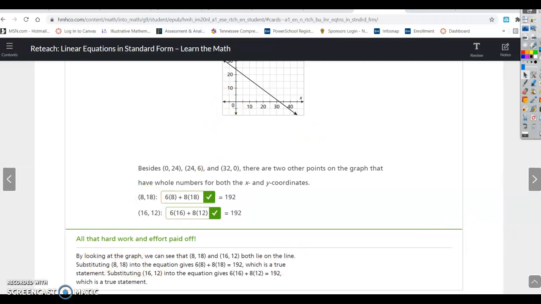So we've looked at linear equations in standard form and reviewed their x and y intercepts. If you have any questions, please let me know.